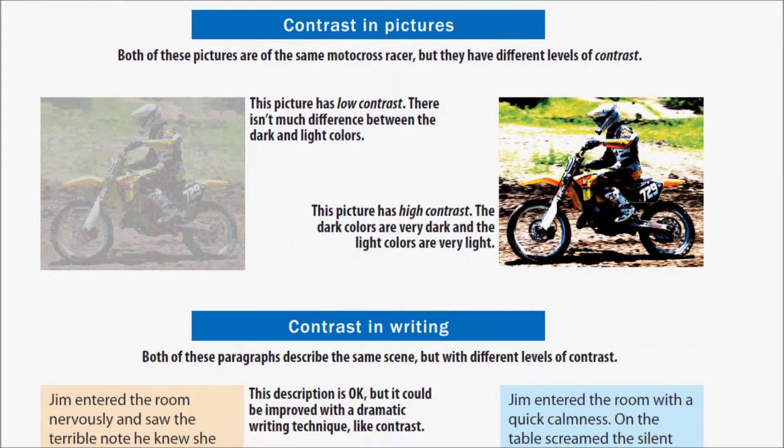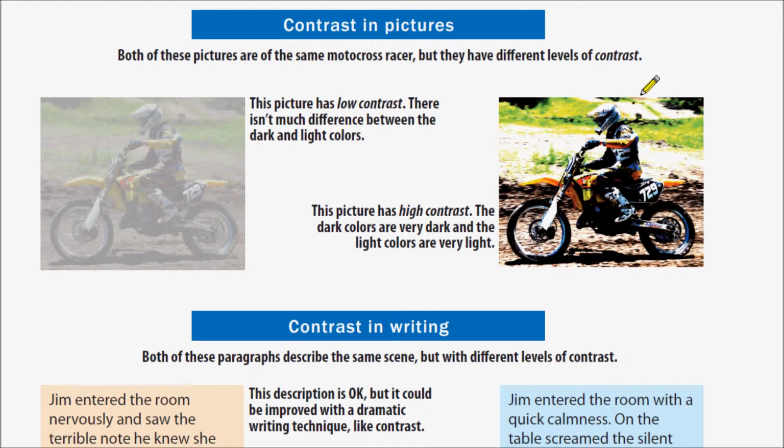Here's sort of a visual example. These two pictures are both of the same motocross racer. Same thing. This picture has a low level of contrast, and this picture has a high level of contrast. It's low contrast because the grays and the darks are not very dark and the lights are not very light. But this picture here has a lot more punch to it. It just has a lot more contrast.